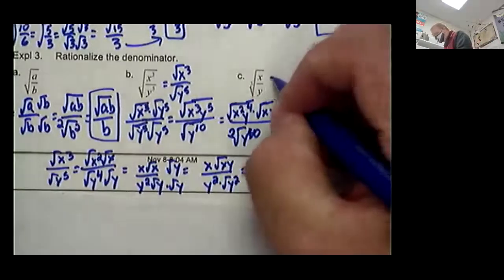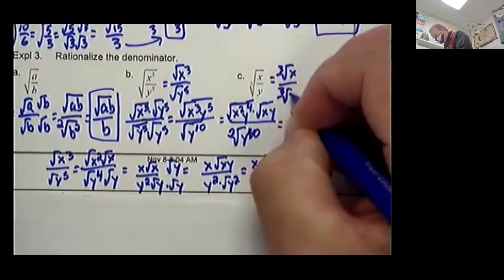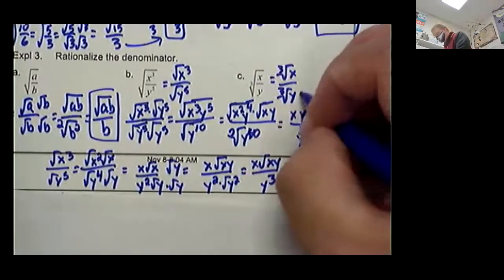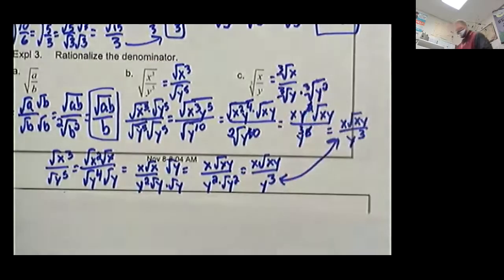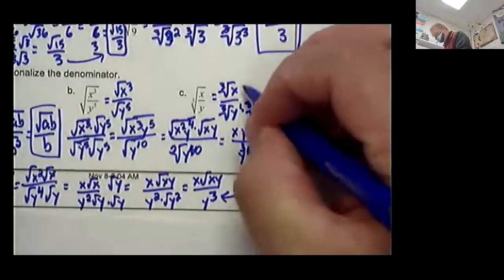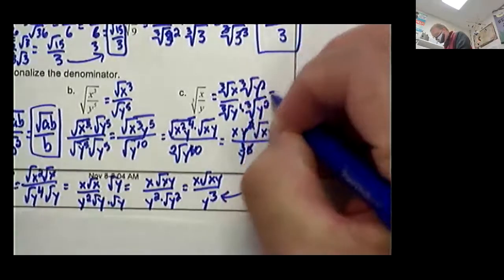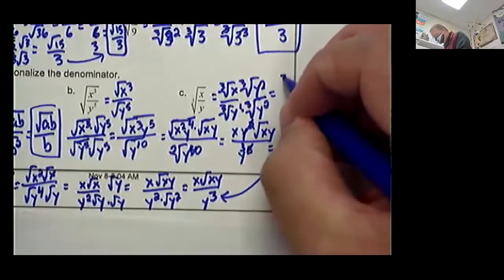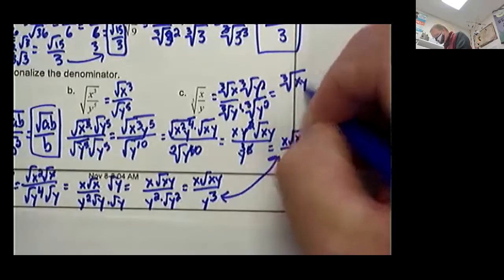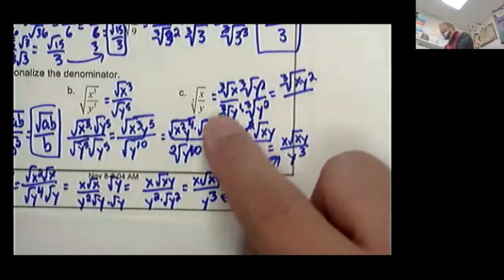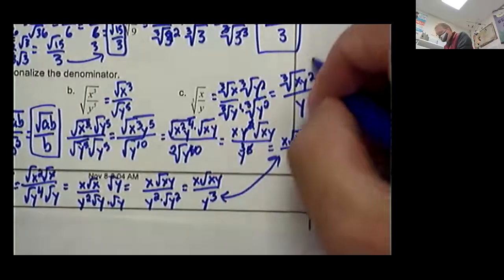Letter C, cubed root. So we have a cubed root of x over a cubed root of y. To get a cubed root of y to simplify, we need a power of cubed. What do we have to multiply to get a power of cubed? We need a y squared to get a y cubed. So we're going to multiply by a y squared. That gives us on the top the cubed root of xy squared. On the bottom, we have a cubed root of y cubed, which is y.